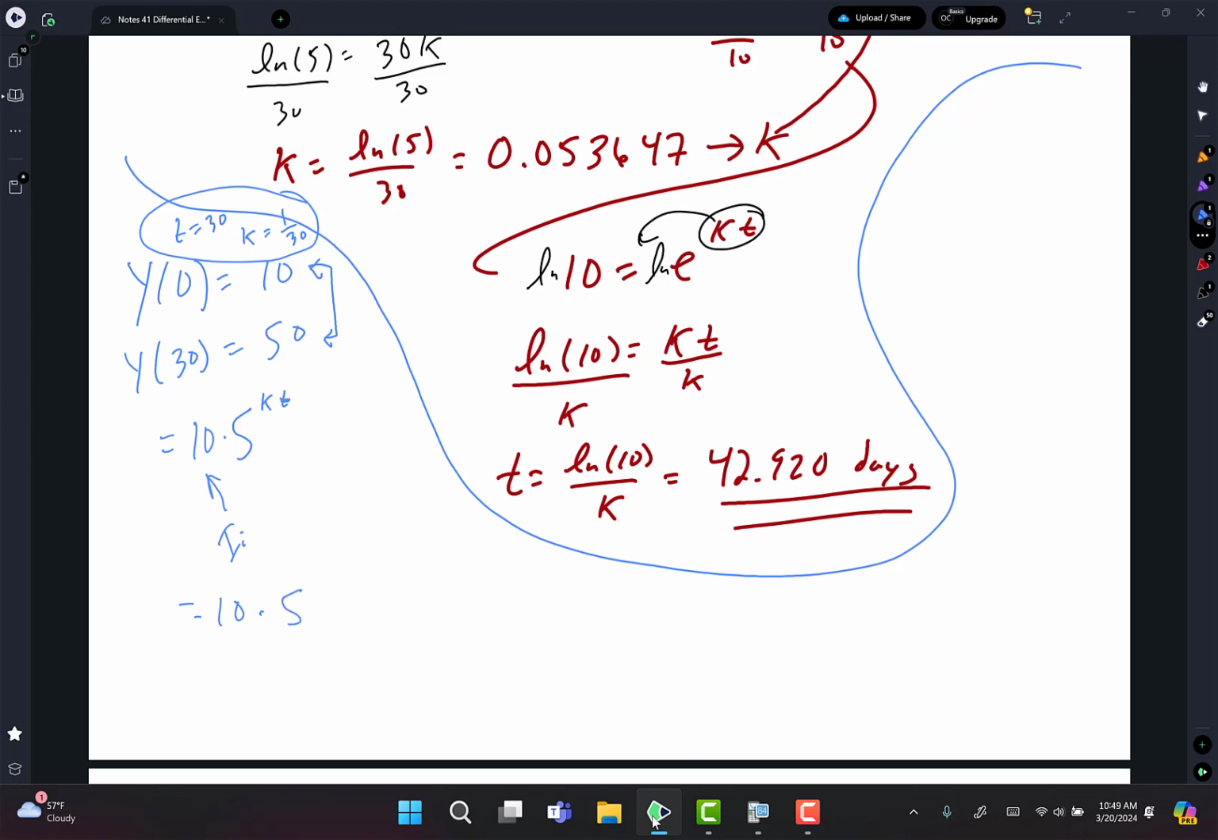10 times 5, K is 1 over 30 times 30. And then look, 1 over 30 times 30, that's just 1. 5 to the power 1, that's 5. 10 times 5, that's 50. It works. Check mark. Works for T equals 30.